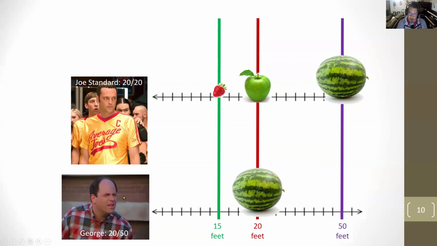All right, George will see this watermelon at 20 feet with the exact amount of clarity. The acuity brings clarity and detail. So the same amount of clarity that George can see of this watermelon at 20 feet, Joe Standard can see that same watermelon at 50 feet. And it's not a coincidence that Joe Standard is 20/20 and George is 20/50, and I'm talking about distances of 20 and 50. That is where those numbers come from.